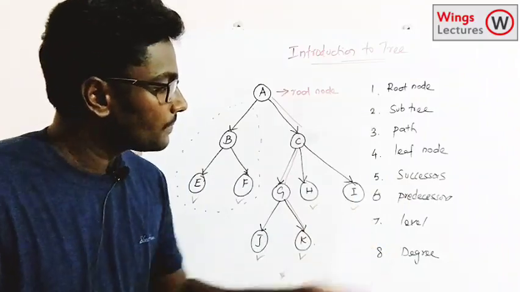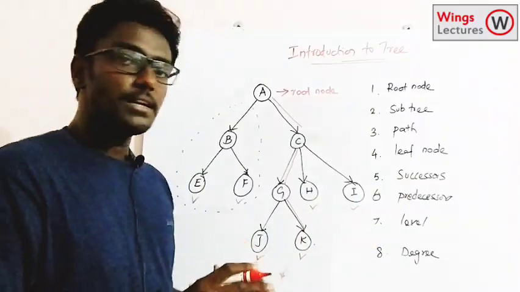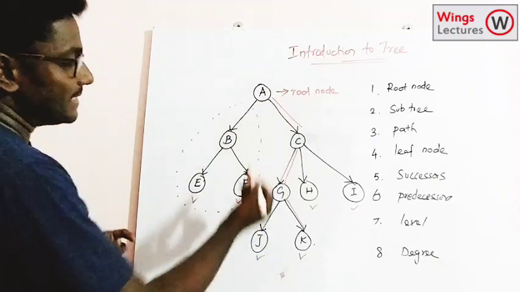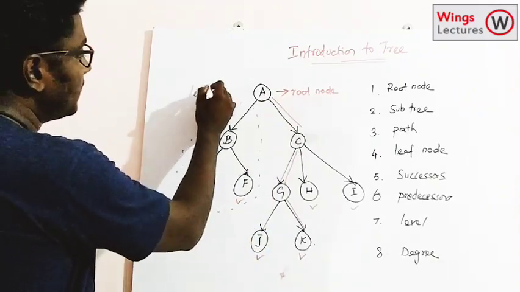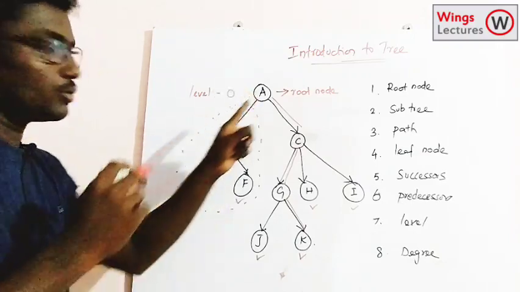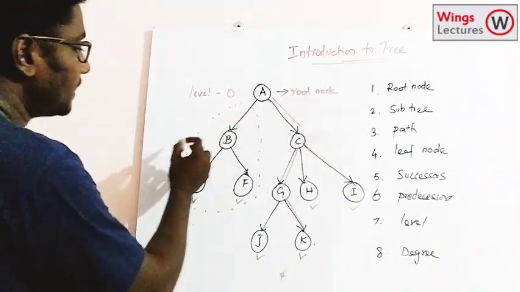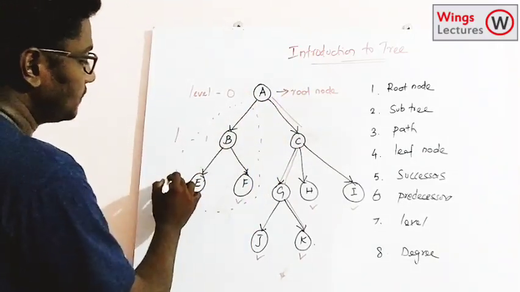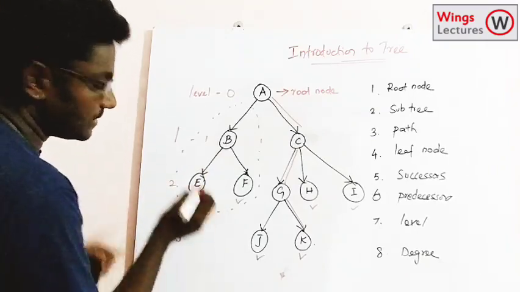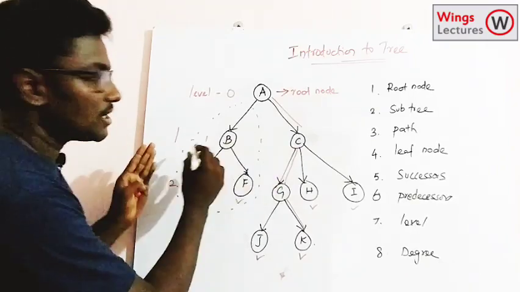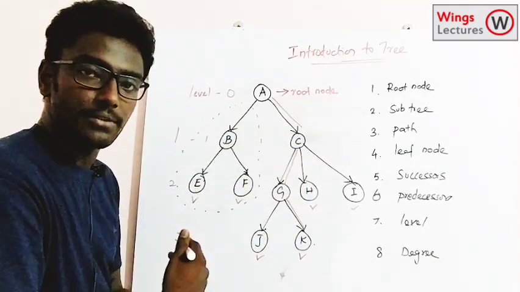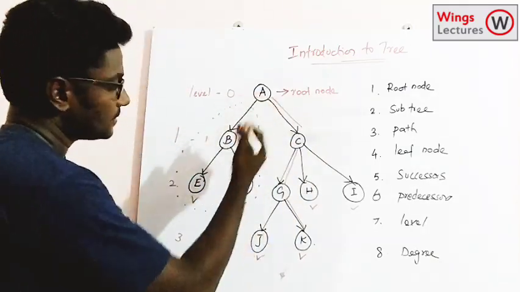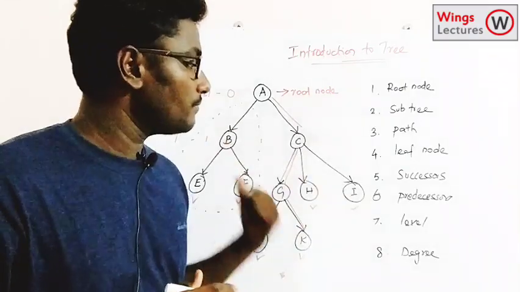Then next one is level. Considering this tree, the level for the root node is always 0, and then level 1, and then 2 and 3. That depends on the number of subtrees we are having. So that's the level we are measuring from the tree.